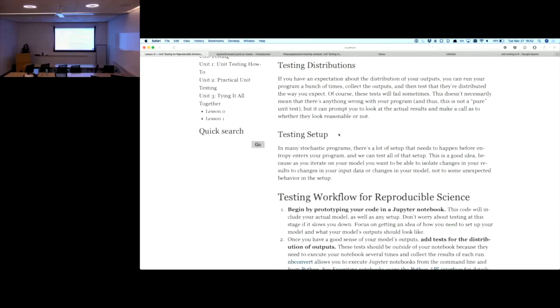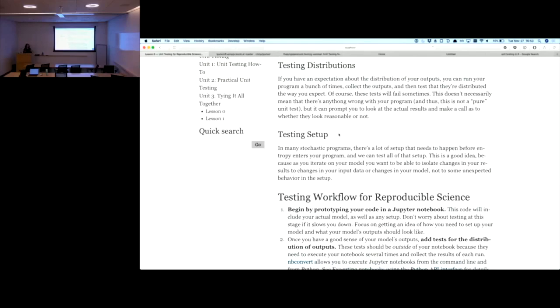The second thing that we can do, and we talked about this a little bit before, is that in many stochastic programs, there's a lot of setup that needs to happen before entropy even enters your program. So even though overall your program is stochastic, there are many deterministic parts of your program, and because they're deterministic, it's possible to test those things. And we really want to test those things because as we iterate on our model and on our input data, we want to make sure that any changes that we see in our results are isolated to those changes that we're making to the data or to our model, and that it's not some weird behavior of our code that's messing with our results.